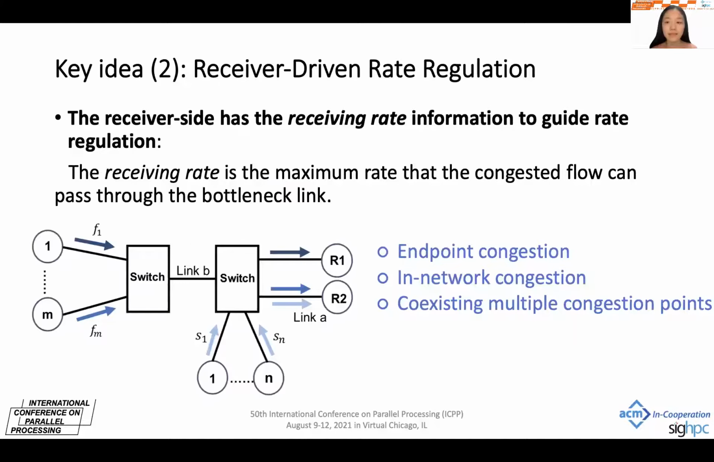The second key idea is receiver-driven rate regulation. We should decrease the rate of congested flows rapidly to the proper rate, rather than in the fashion of step by step. In fact, the receiving rate is the maximum rate that the congested flow can pass through the bottleneck link. This principle is effective under typical scenarios, including endpoint congestion, in-network congestion, and coexisting multiple congestion points scenario.